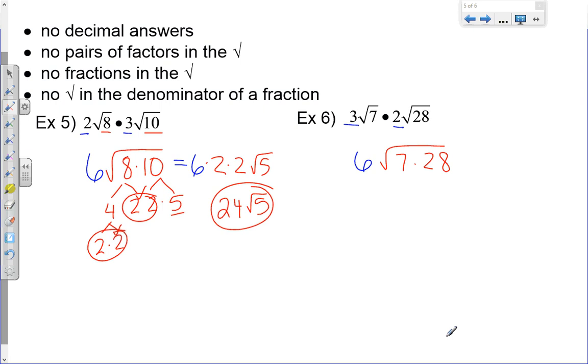And I really like this because what could I break 28 into? What would be a good thing to break 28 into? 4 and 7. I like that a lot because, ladies and gentlemen, here's my pair of 7s, correct? Now, what are we going to have to do with 4? Break it down into 2 times 2. Beautiful.